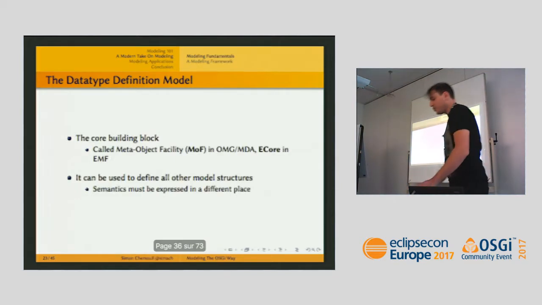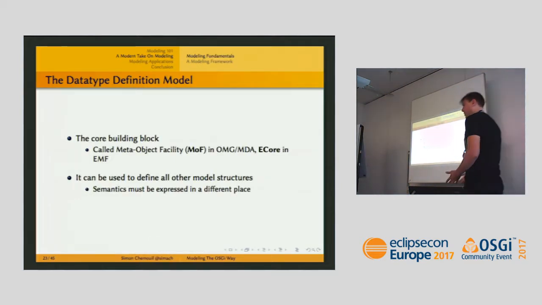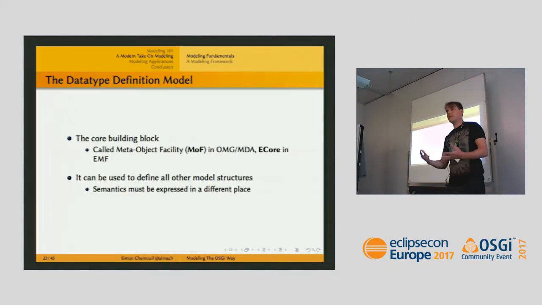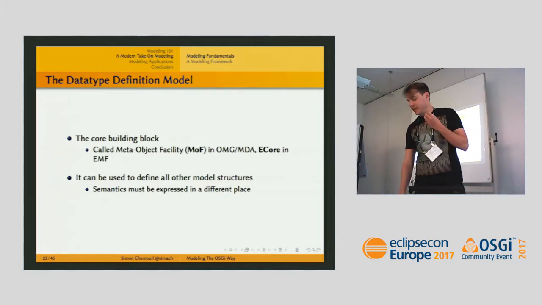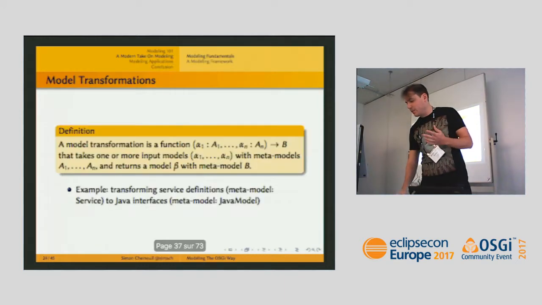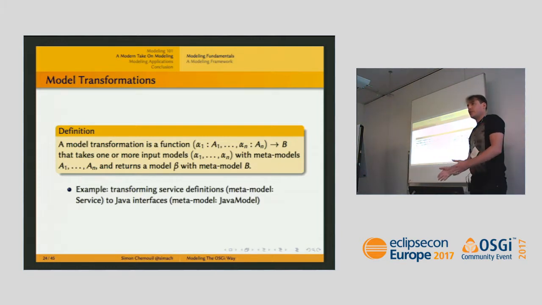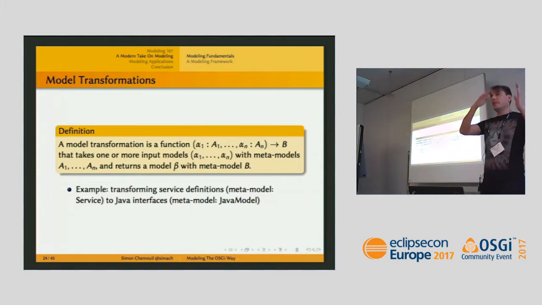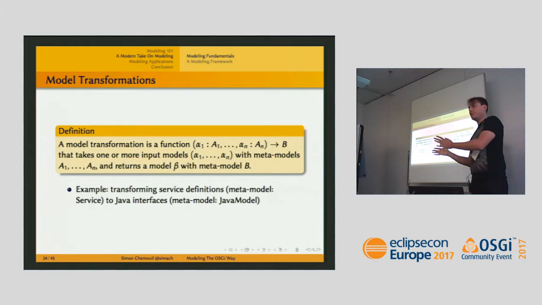So it can be used to define all the structures, because it's a structural model, but you can't define the semantics there. They have to be defined elsewhere, and that elsewhere is in a transformation. So basically, it's like a function that takes a bunch of models and outputs a new model.